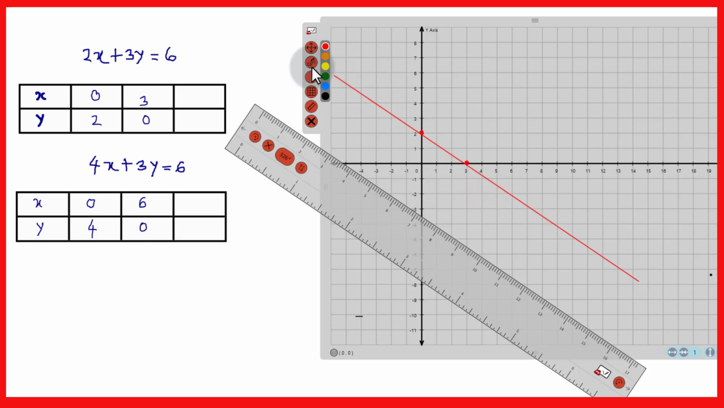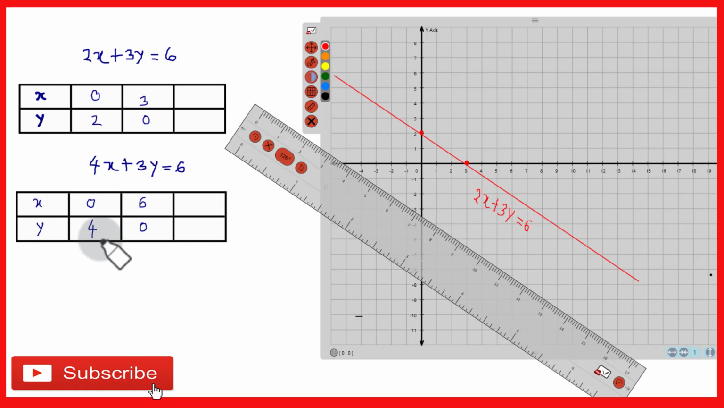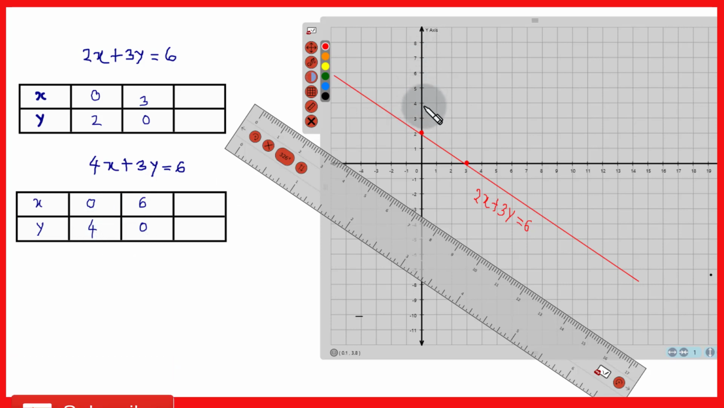So that equation is what? It is 2x plus 3y is equal to 6, because we should know which equation this line is for. So it is 2x plus 3y is equal to 6. Now take the other one, that is 0, 4. So we will take 0, 4, so that point will be here. And then 6, 0, another set of coordinates is 6, 0, so that point will be here.